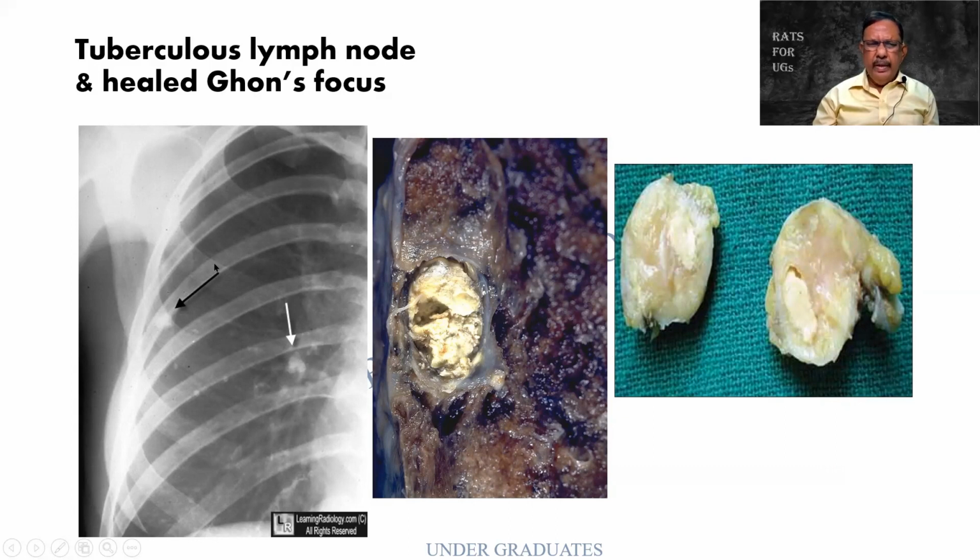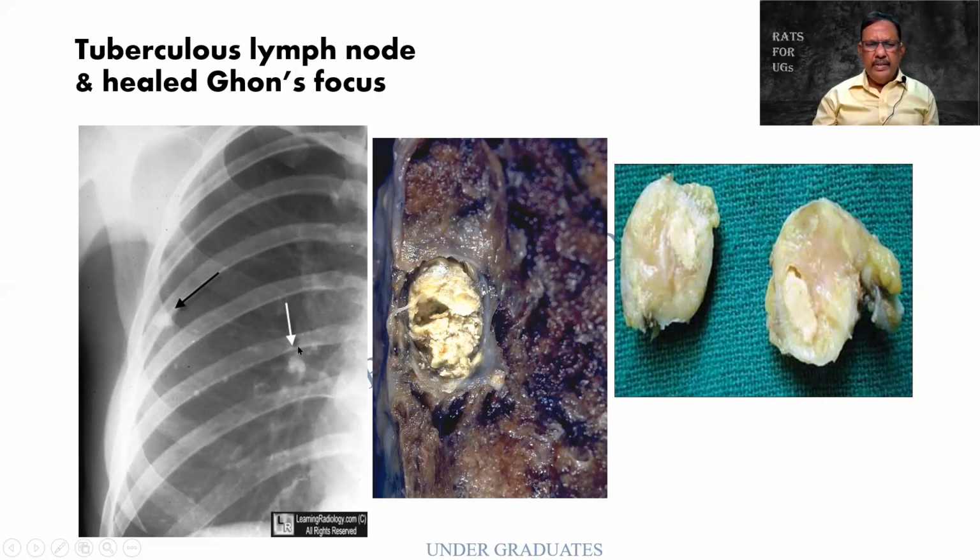Sometimes what will happen, here you are seeing a radiological picture. Normally when you take an X-ray, these spots are all not seen. But in this X-ray they are seen because the tuberculous focus has got calcified. So this we call as the Ghon's focus. Ghon's focus is below the pleura, subpleural in location.